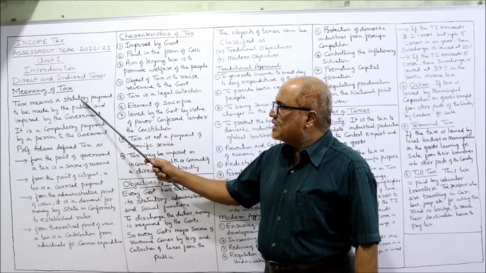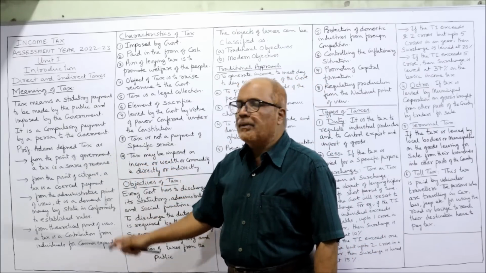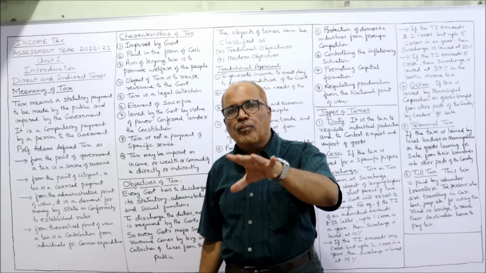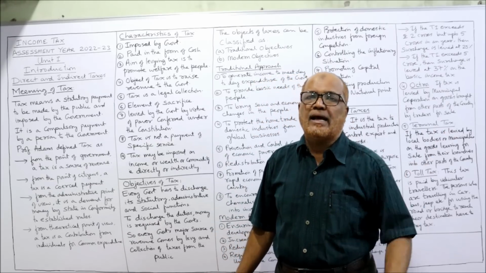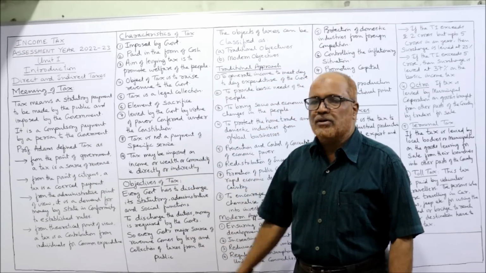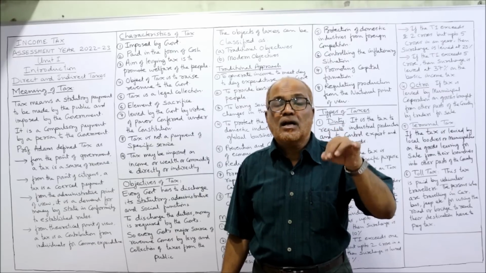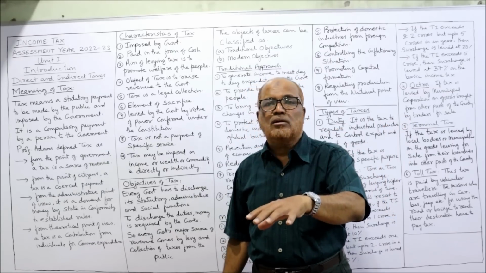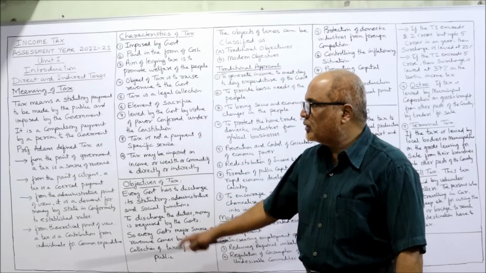So tax means a statutory payment, legal payment, to be made by the people and imposed by the government. That means only the government can impose the tax on the people, and it's a statutory duty of the people to pay the tax to the government. It's a compulsory payment by a person to the government. It is not voluntary. When the government imposes the tax, it is an obligation. It's a statutory obligation of the people to pay the tax to the government.